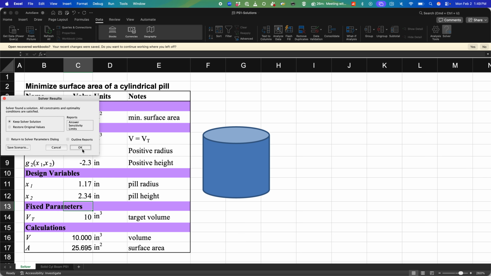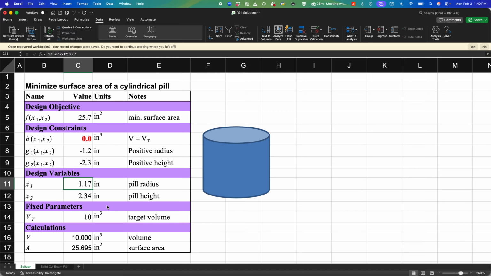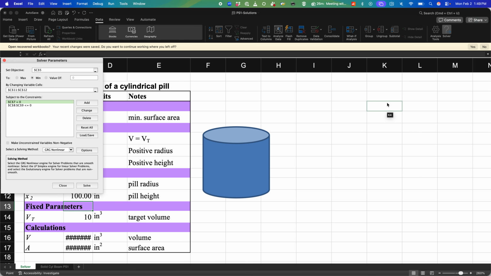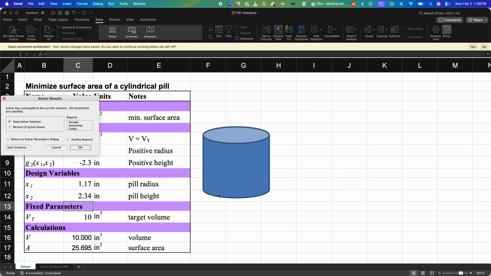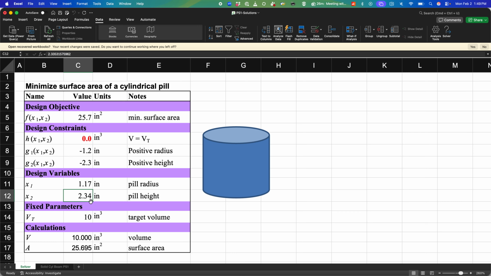So that one was still okay. So let's do 100, 100? Something like that. Okay, solve. No, that still works. I need to remember what values I had to use. It's been a while.